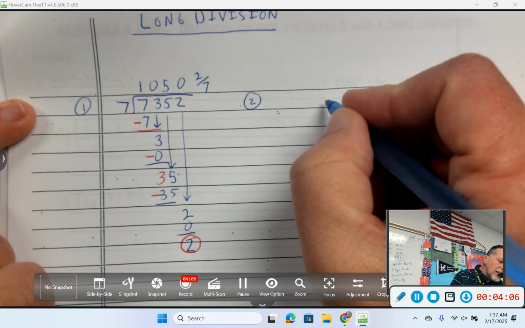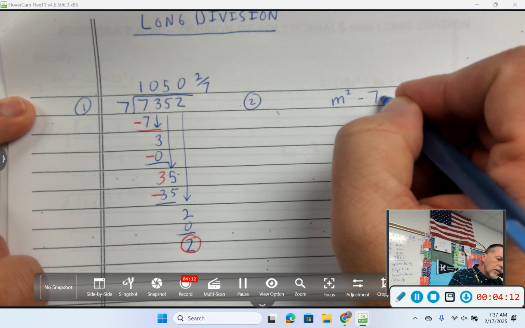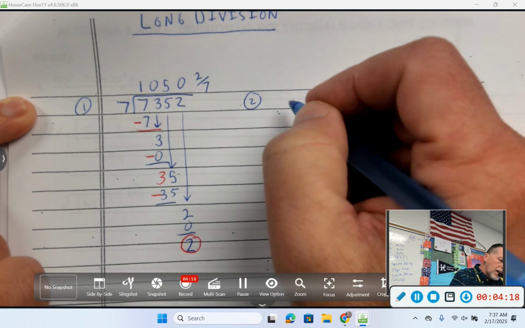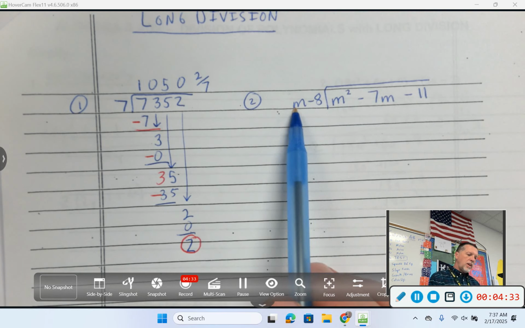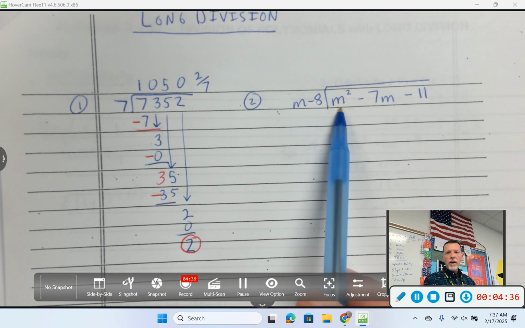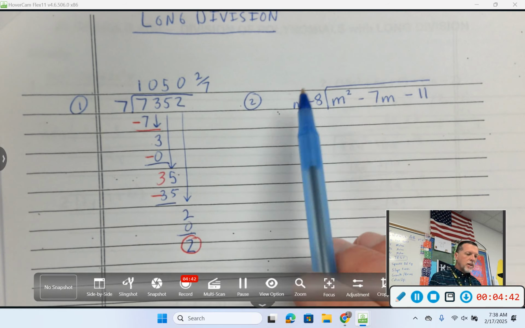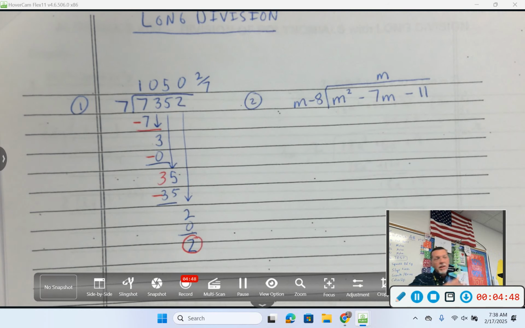All right, now let's do one with letters, variables. m squared minus 7m minus 11 divided by m minus 8. Same kind of process here. So our first question is, well, what times m would get me to m squared, right? Because the lead terms are what matter most. We'll worry about the lesser terms later. So what times m would get me to m squared? m. And I like to keep all my powers in the same column.